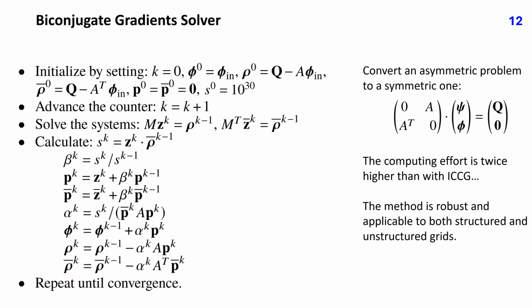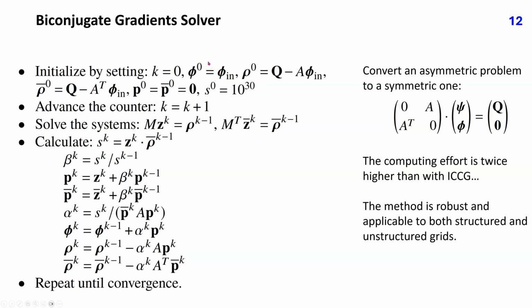To be able to solve equation systems with non-symmetric matrices, we must convert the asymmetric problem to a symmetric one. One possibility is shown in this equation. We have here an auxiliary vector psi, which is never computed, and the transpose of the matrix A. The algorithm of the B-conjugate gradient solver goes as follows.